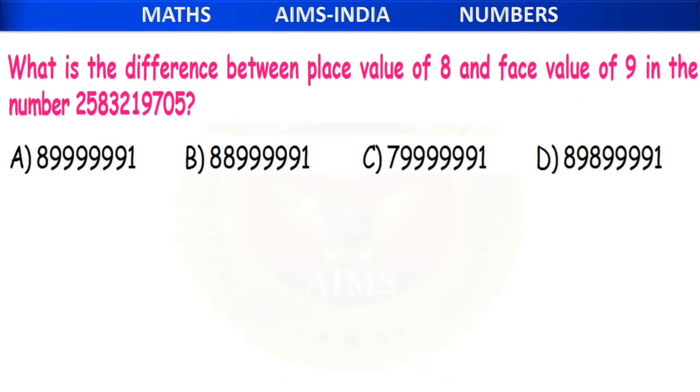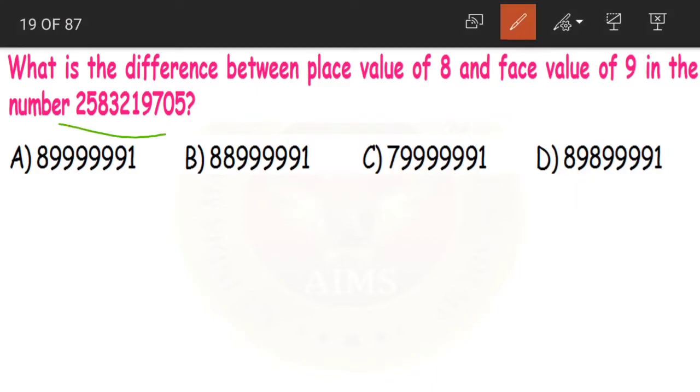Okay. Moving on. What is the difference between the place value of 8 and face value of 9 in the number? Now from this number, what should we find out? The difference of place value of 8 and face value of 9. Now what is the face value, children? The face value of a digit is the same as the digit itself. Yes. So we are having 9 here, so the face value will also be equal to 9.